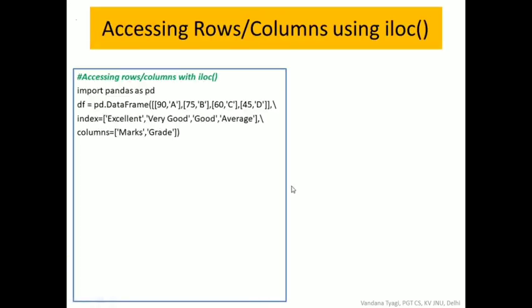Again we are creating a data frame here using a nested list. So passing on 2 values, 90 and A, this is the marks, this is the grade, and the index we are taking over here as excellent, very good, good and average. So since we are entering 4 criteria here, 4 lists here, 4 indexes we created. Printing the data frame.